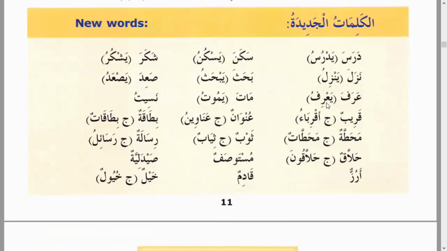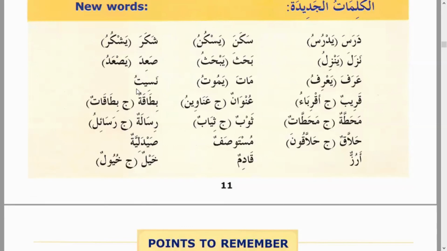Arafa, ya'rifu, to know. Daraba, bab daraba. Daraba, yadribu. Arafa, ya'rifu. With a fatha, it gets a kasra. Mata, yamutu. This is ajwaf. Inshallah, we'll learn in the future, but Mata, yamutu, to die. Nasitu, I forgot. Qaribun, aqriba. Qarib means close, but aqriba means relatives here.